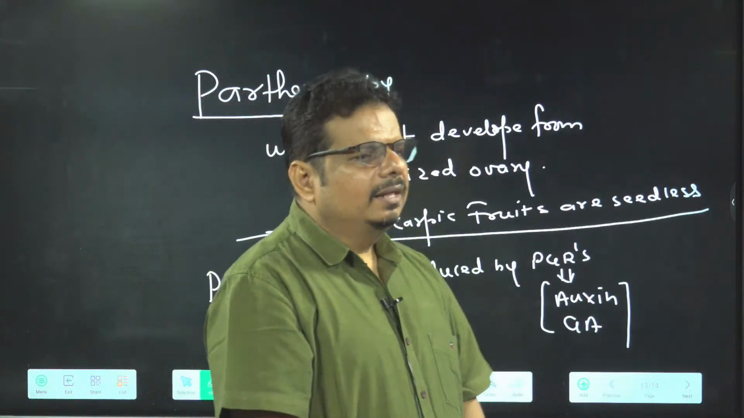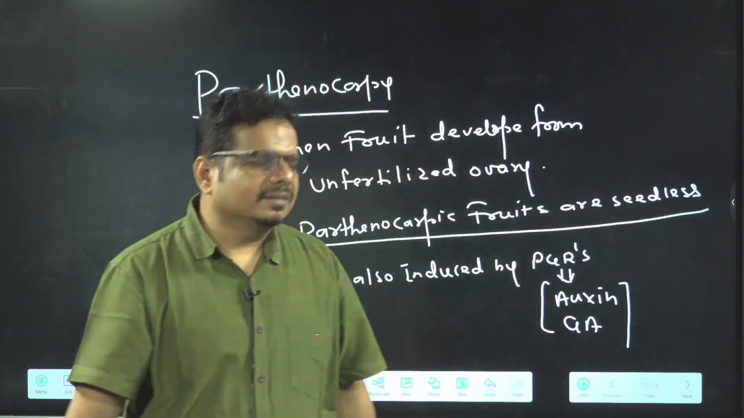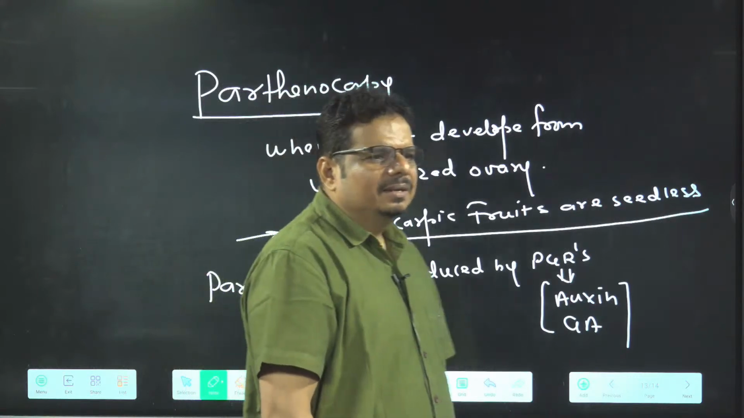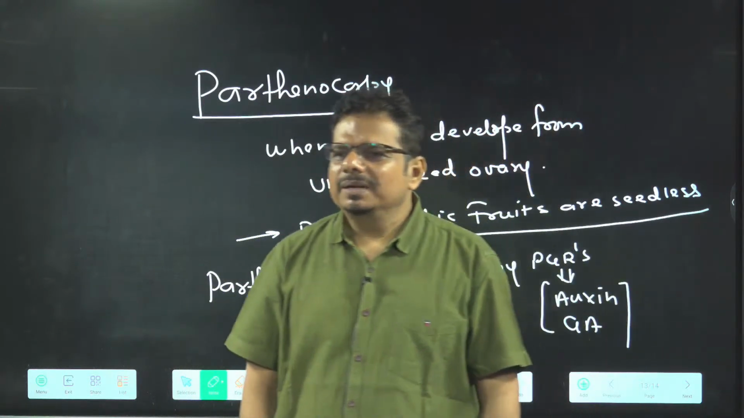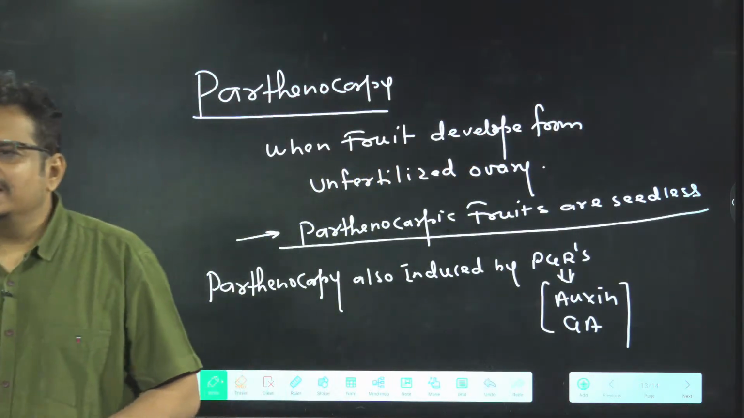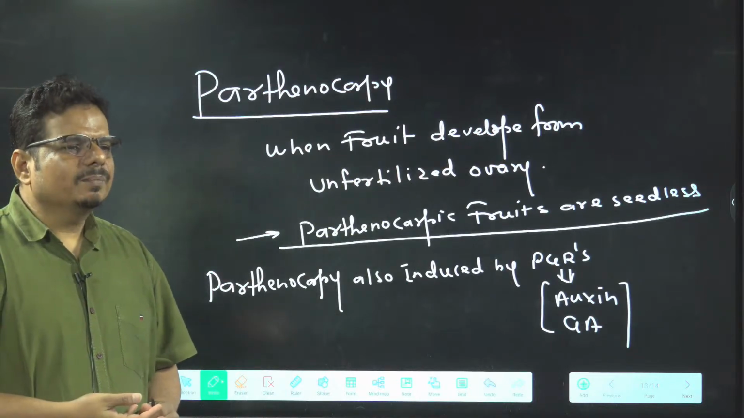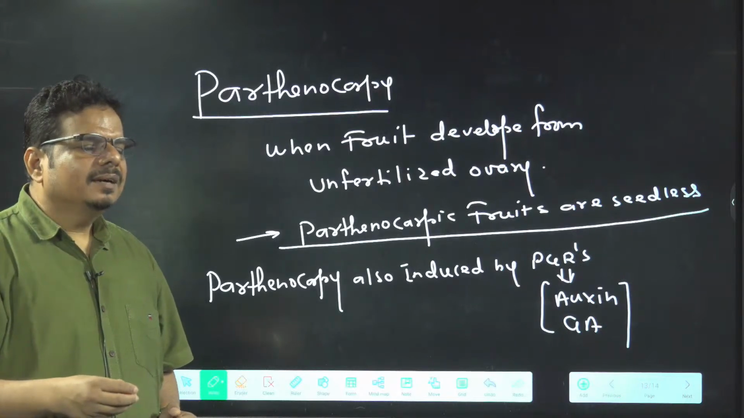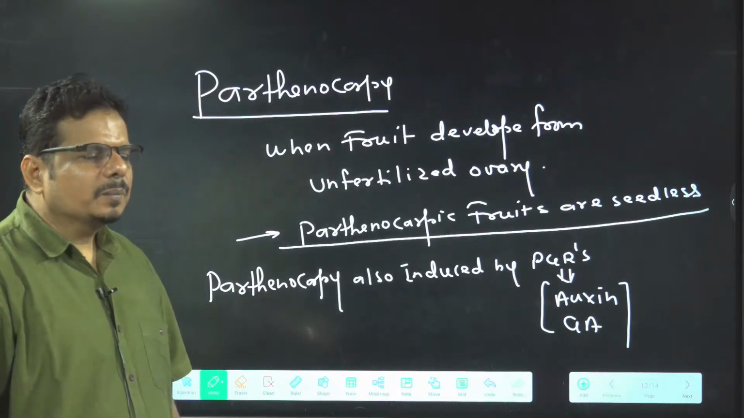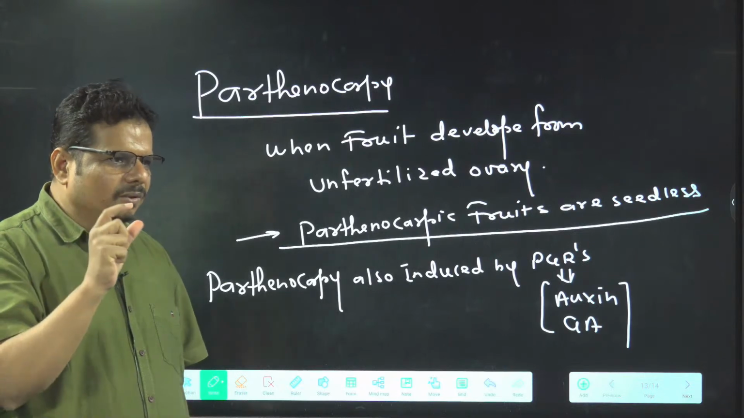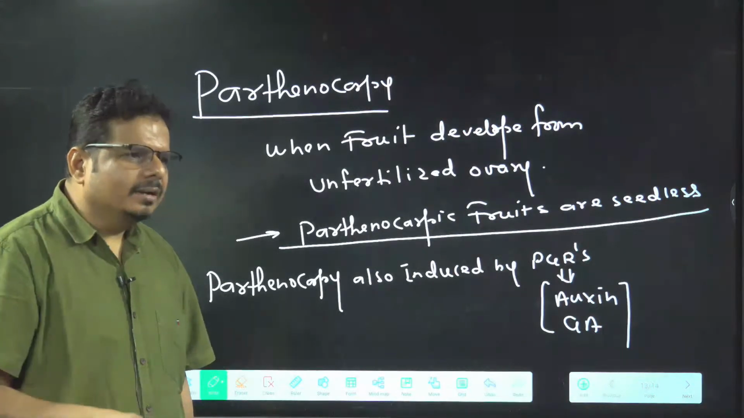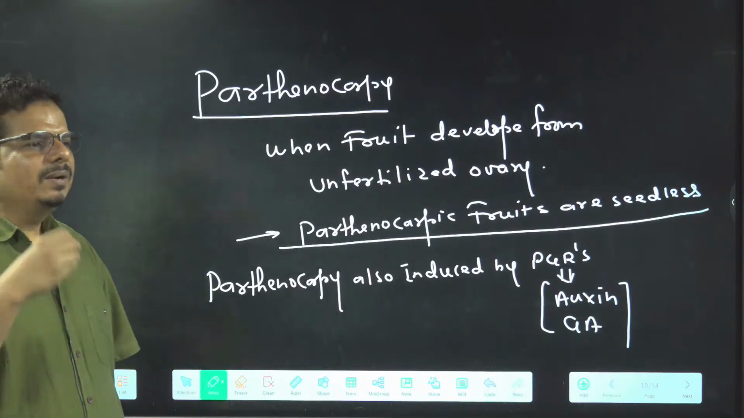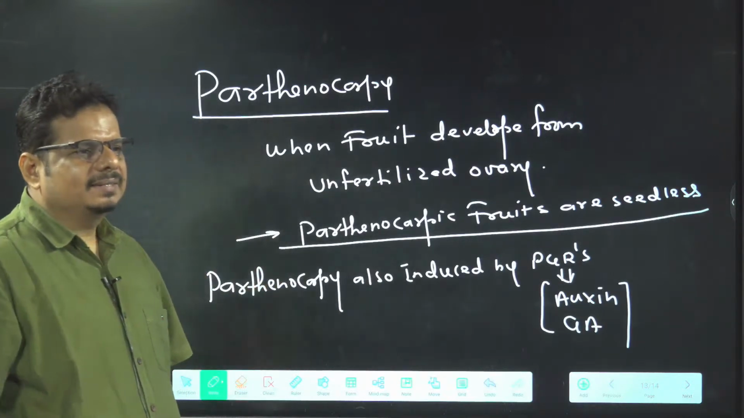You got the idea? And children, don't confuse it with what? Parthenogenesis. It is a different term. What happens in the case of parthenogenesis? Here development of the egg occurs without fertilization. In parthenocarpy, development of fruit occurs without fertilization, and in parthenogenesis, development of egg occurs without fertilization.